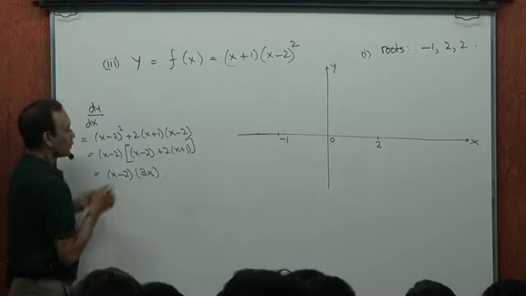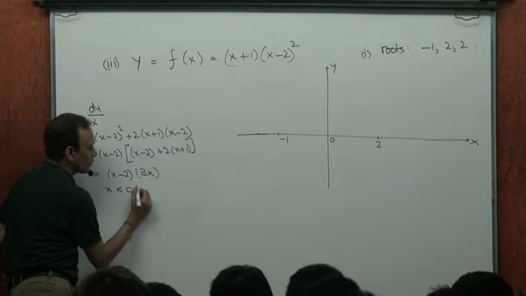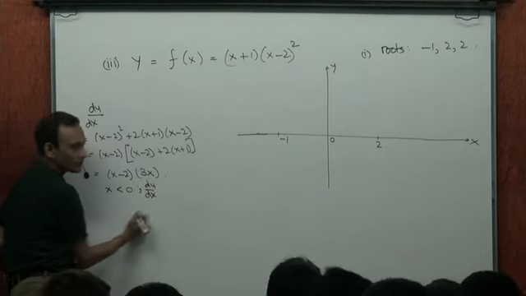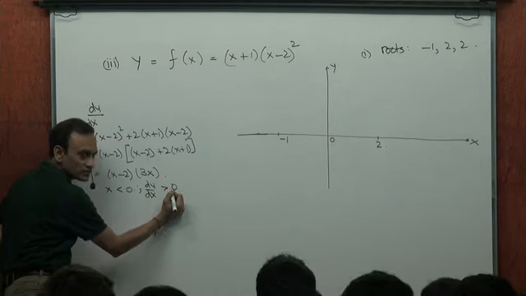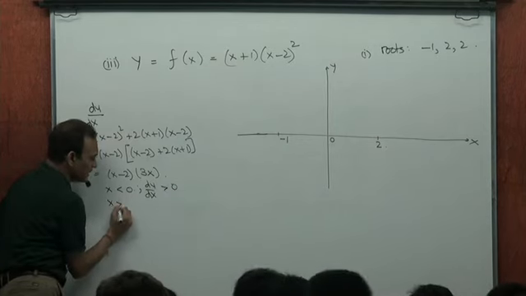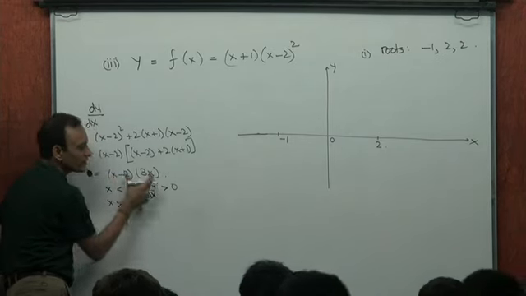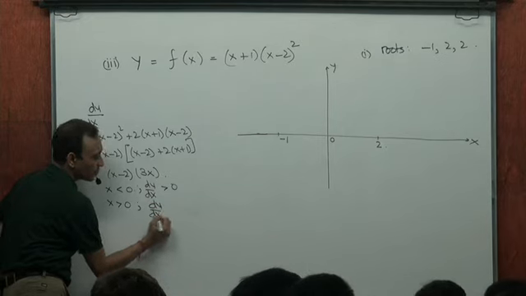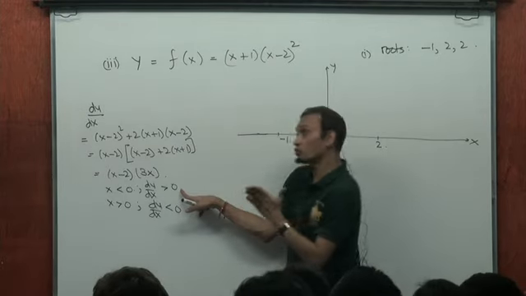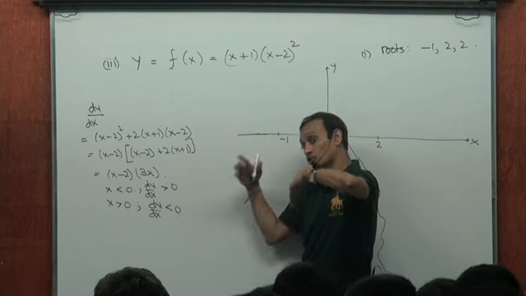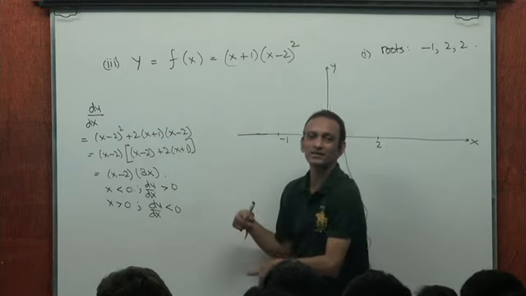When x is slightly less than 0, what is dy/dx? When x is slightly less than 0, this is also negative, so dy/dx is positive. When x is slightly greater than 0, this will be positive, this will be negative. Therefore, dy/dx will be negative. That means at x equal to 0, dy/dx is 0. To the left of x equal to 0, dy/dx is positive. To the right of x equal to 0, dy/dx is negative. x equal to 0 must be a local maxima.